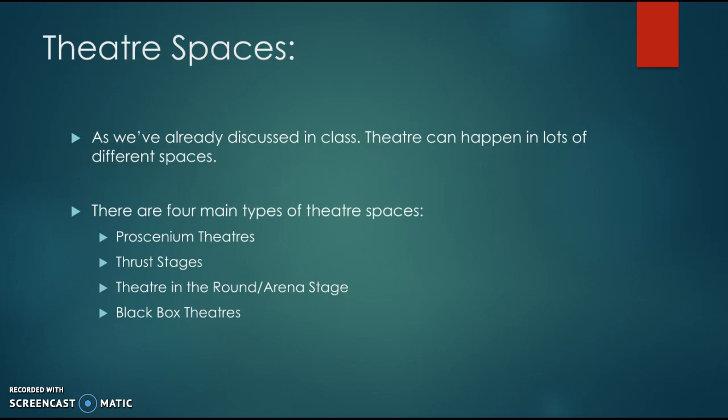However, there are about 4 main types of theater spaces, and it's important to have an idea of what types of things happen in which types of spaces. And these are proscenium theaters, thrust stages, theater in the round or arena stages, and black box theaters.